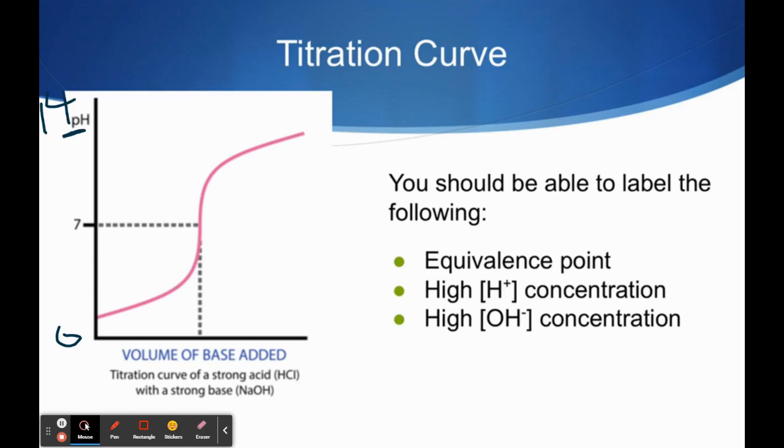So the equivalence point is right here, when pH is exactly 7. When we have a high H+ concentration, that is when we are in acidic conditions, which are pHs of less than 7. So down here is where the H+ concentration would be high. And then a high OH- concentration is where we would have high pHs and basic conditions. So high OH- concentration would be up here at the top of the curve.